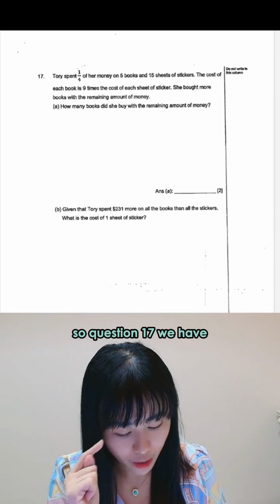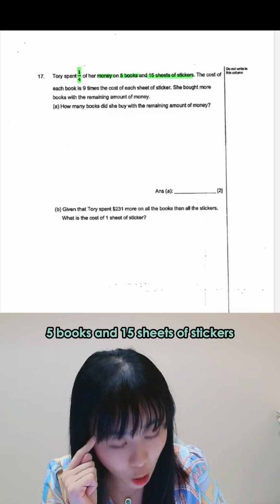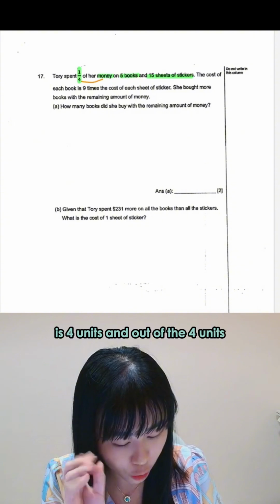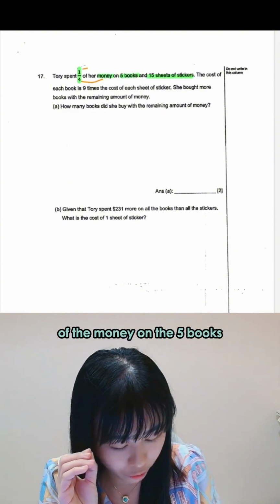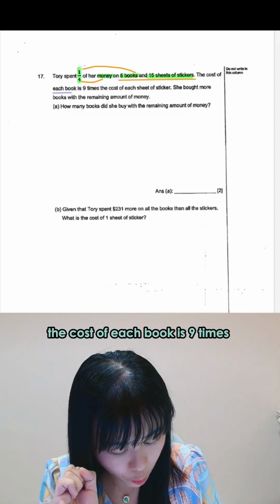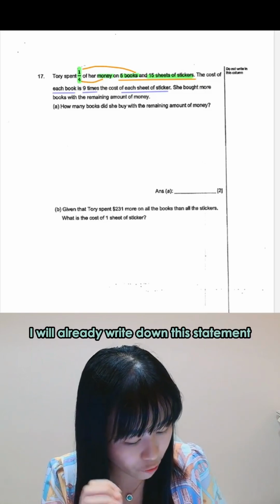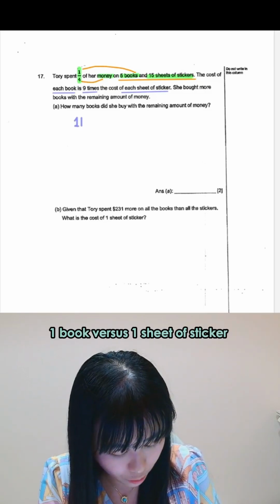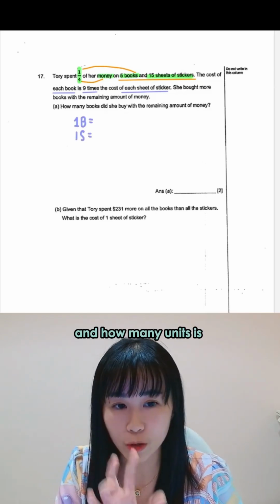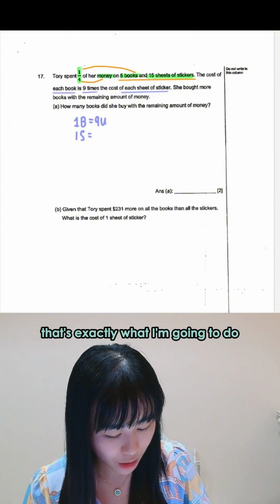So question 17, we have Tori spent 1/4 of her money on 5 books and 15 sheets of stickers. So what it means is that her money is 4 units. And out of the 4 units, she spent 1 unit of the money on the 5 books and 15 sheets of stickers. The cost of each book is 9 times the cost of each sheet of sticker. So now when I see this, I will write down this statement: 1 book versus 1 sheet of sticker. Can you tell me how many units is 1 book and how many units is 1 sheet of sticker? 9 units and 1 unit, very good, because 9 times. So 9 units and 1 unit, that's exactly what I'm going to do.